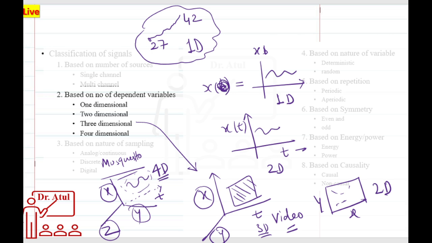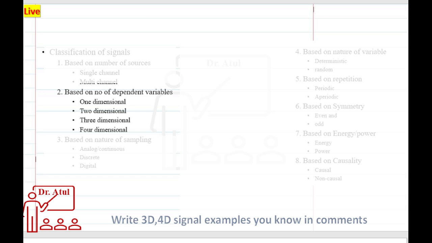Okay, so these are some examples. You can think of your own and write that example in the comment. Okay, very good. You can think of 3D, 4D signals that you see in your nearby places, all around us. Then you can write them down in the comment box. I will evaluate. I will see who is writing, who is thinking about what practical signals are available near us. You can think of them and identify whether that is 1D, 2D, 3D, 4D or whatever dimension it has.